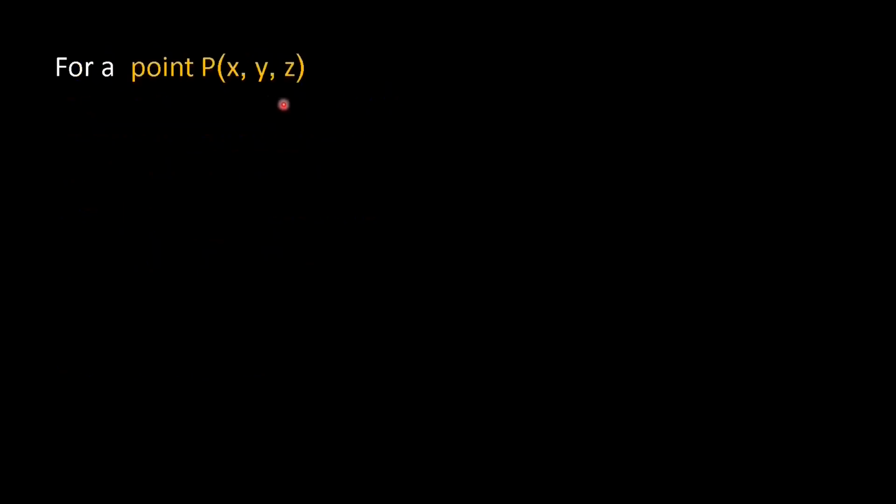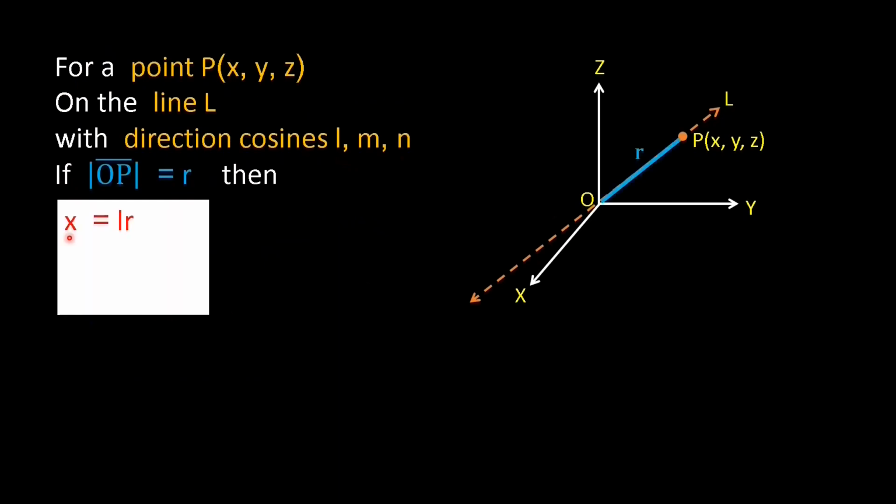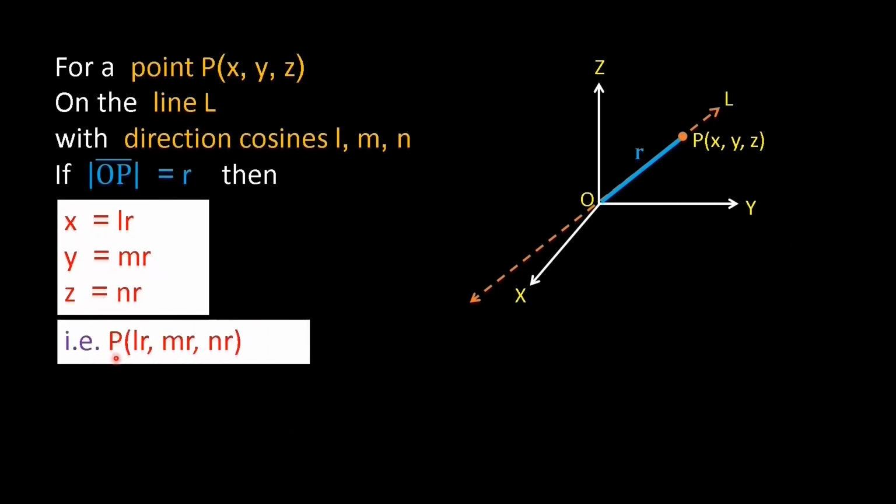For a point P(x, y, z) on the line L with direction cosines l, m and n, if mod OP bar equals r, then the x coordinate of P will be lr, its y coordinate will be mr and z coordinate will be nr. So we get the coordinates of P as lr, mr and nr. So these coordinates x, y, z become lr, mr and nr.